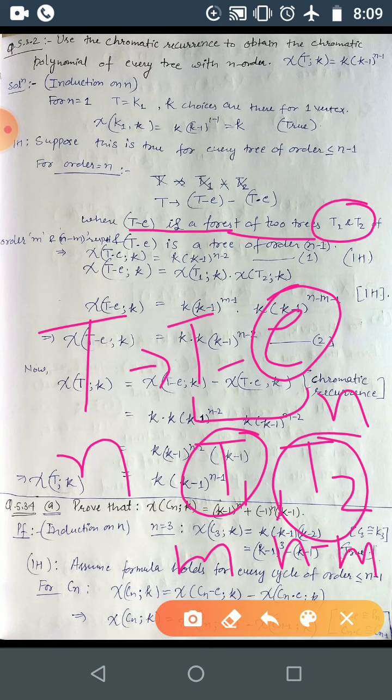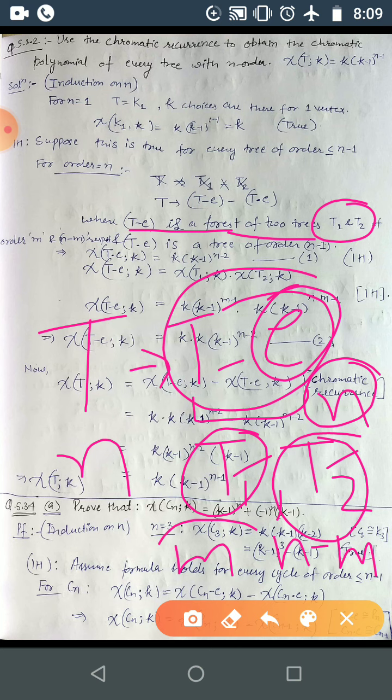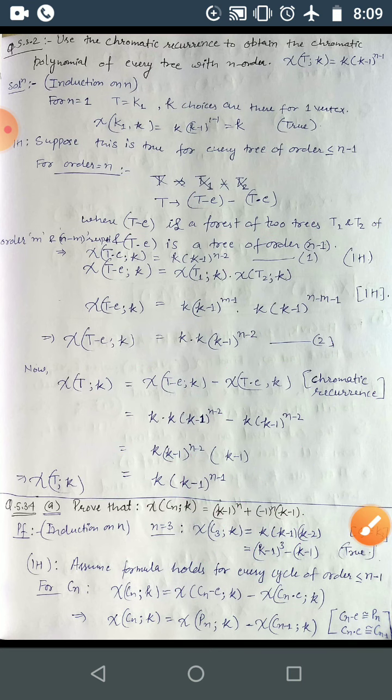T minus E is a forest having two components, T1 and T2. So T1 is a tree and T2 is a tree, and we are splitting n into two. We are no longer removing any vertex in T minus E, we are just excluding an edge. So if T1 has some order m, then T2 will have n minus m, because the sum of both should be n. Correct?